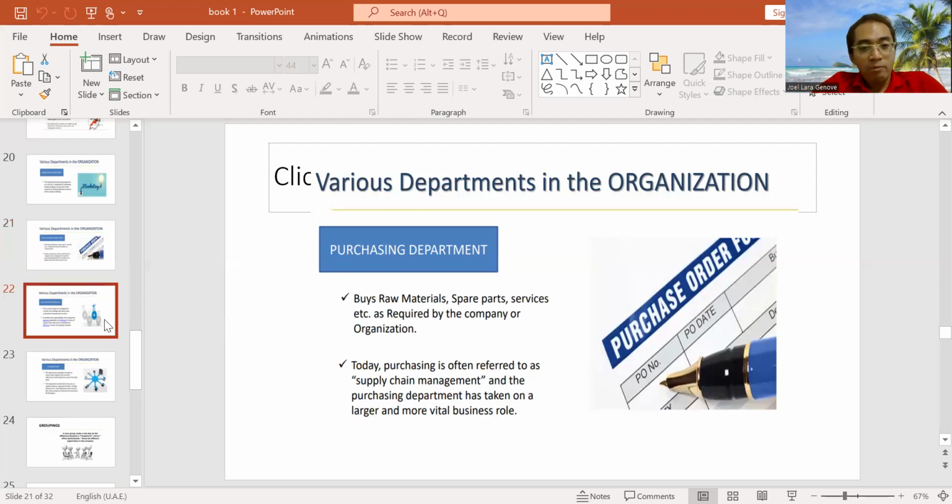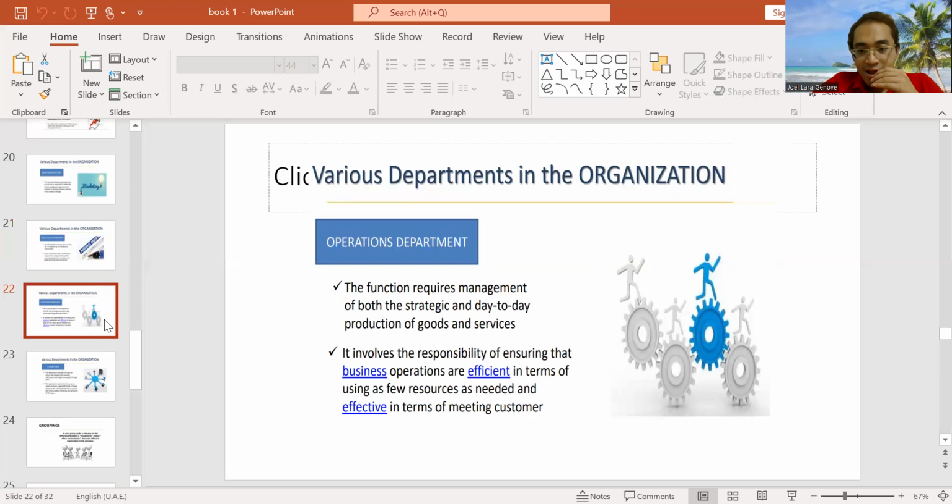Right, let's continue. Read this for me, operations department. Read it. Operations. 22.